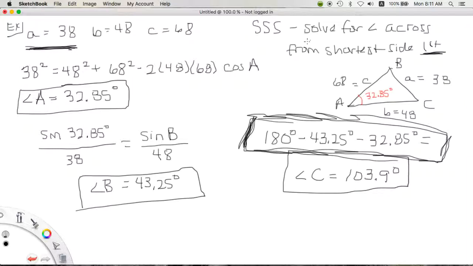So, law of cosines. Use your formula, find the angle across from the shortest side. Then you can switch to law of sines. You don't have to. You could have used law of cosines again if you want. You would have gotten the same answer. And find the angle across from the next shortest side. And then use your 180 degrees to find the third angle.